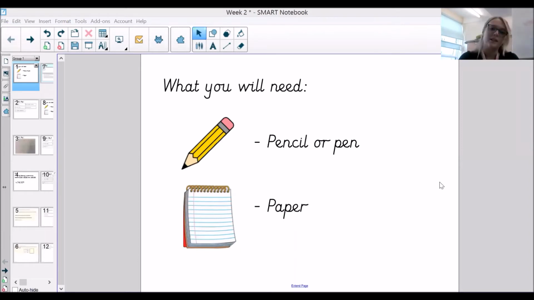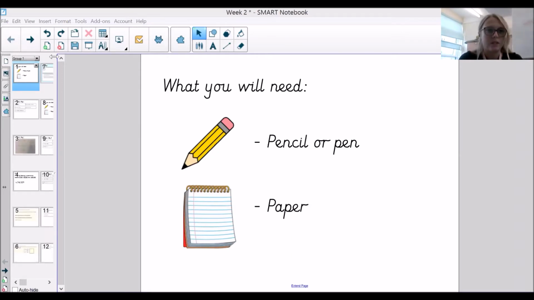So last week, if you remember, our last session was all to do with rounding, and we're going to carry on that today and tomorrow. Okay, so I'm going to share my screen and we can get started. Same as usual, you need a pencil or a pen and a piece of paper to do your working out and write your answers down.